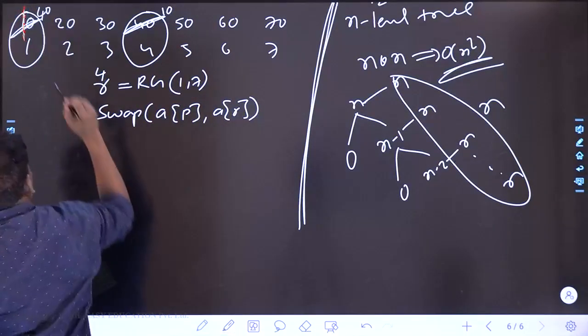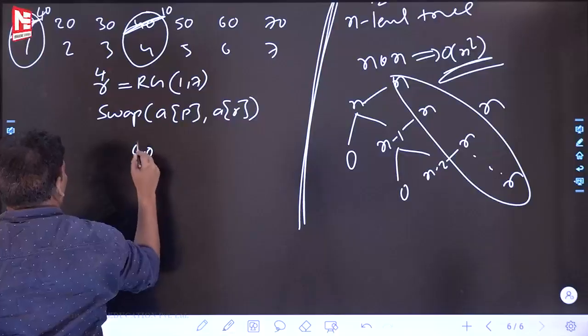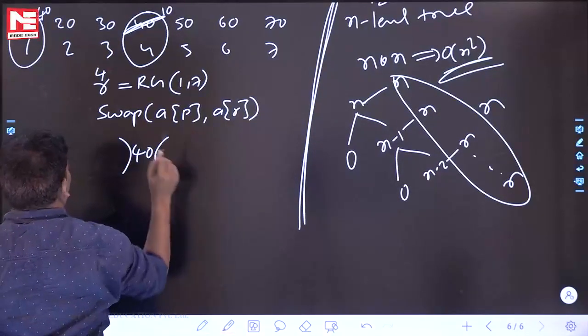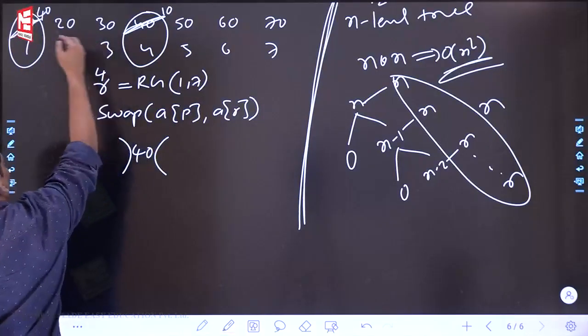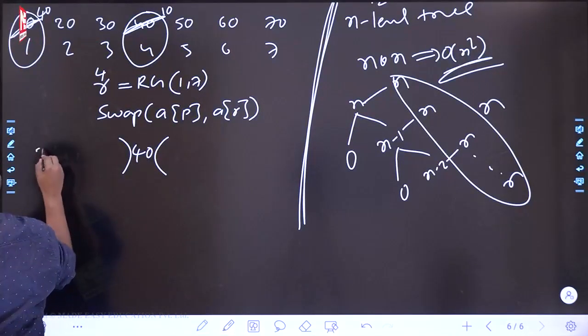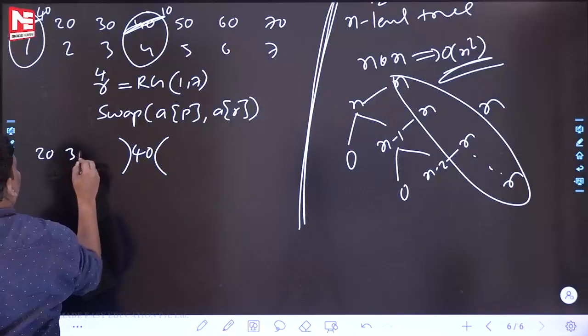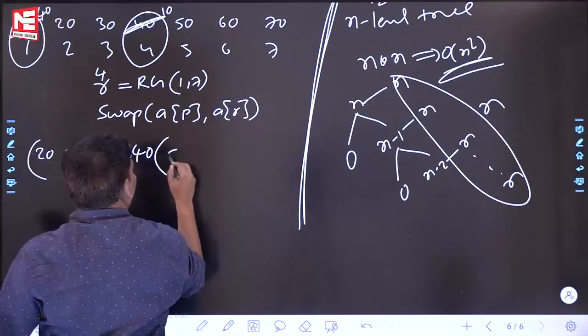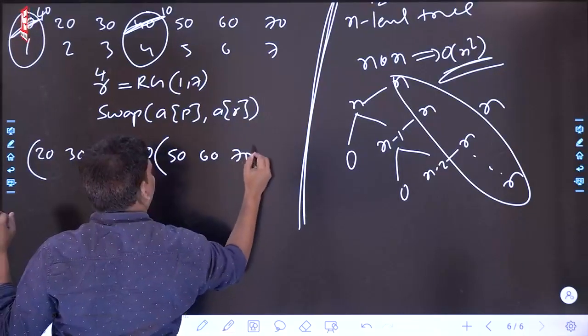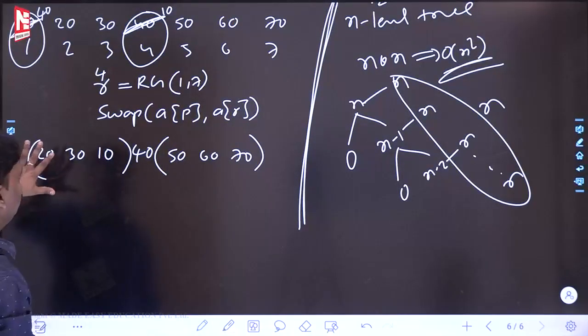Can you say which element is the pivot? 40. If you take 40 as the pivot, less than 40 on one side, more than 40 on the other side. Roughly, write what is less than 40, whatever order they are coming in. The answer: less than 40, 20, I think 30 also, 10 also. Next one, who is more than 40? 50, 60, 70. Like this.